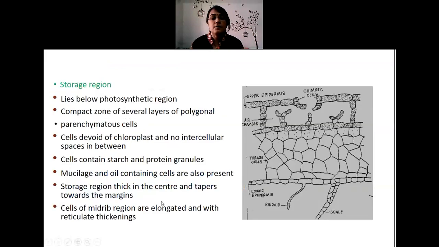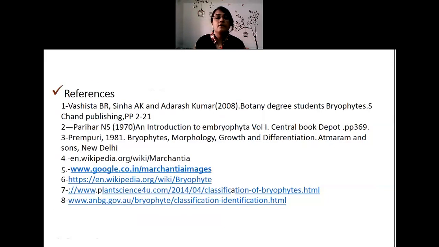The cells of the midrib region are elongated with reticulate thickenings, followed by the lower epidermis, which gives rise to the rhizoids and scales. So the thallus internally is differentiated into three regions: epidermal region, photosynthetic region, and storage region. This is the anatomy of the Marchantia thallus.